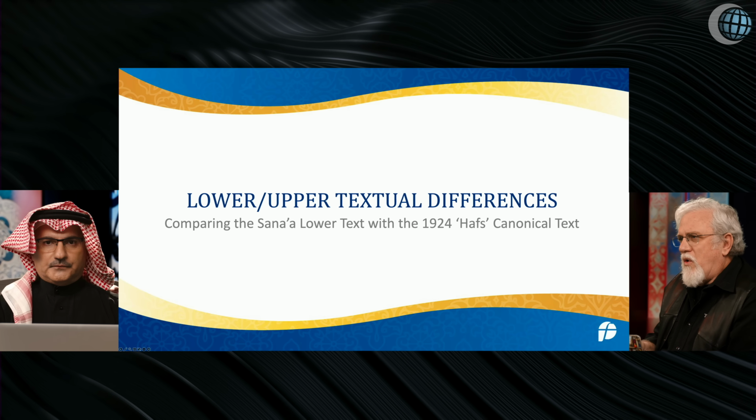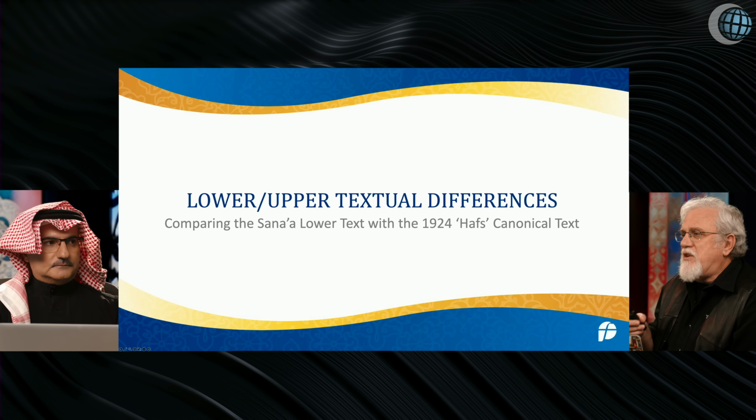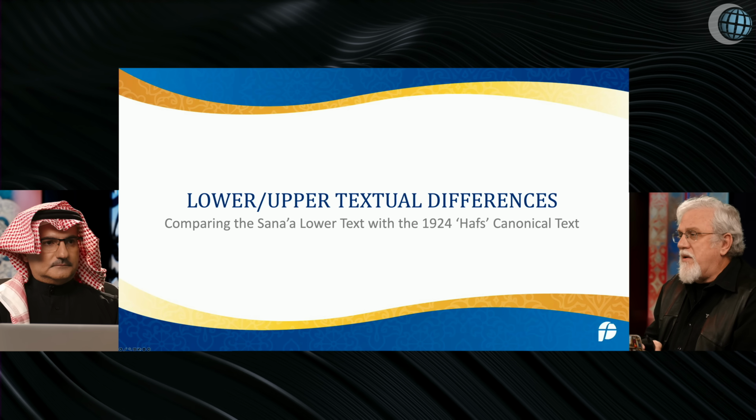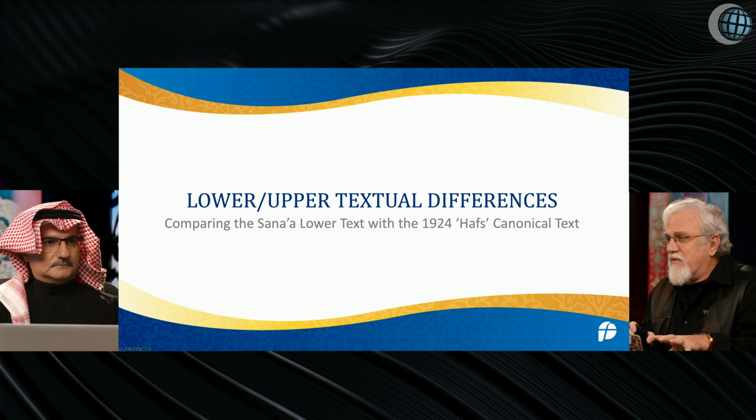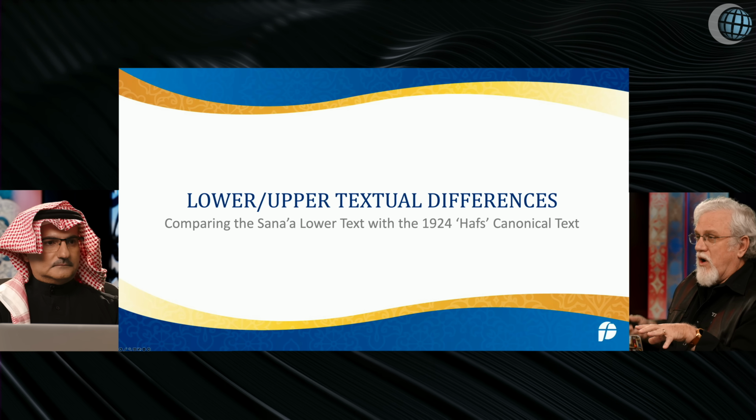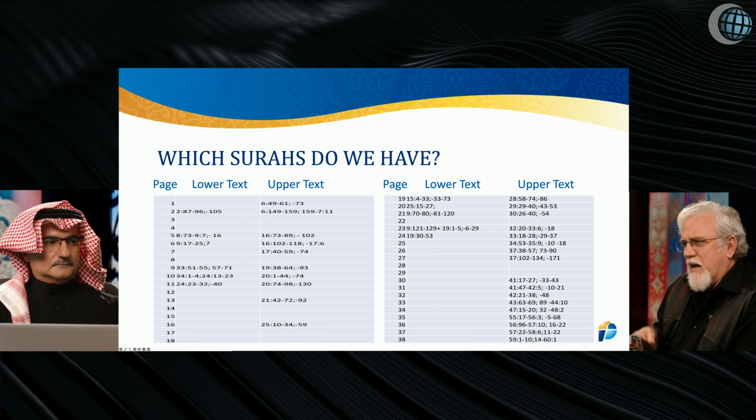So we have the lower and upper textual differences comparing the Sana lower text with the 1924 Hafs text. So we're comparing the lower text, not the upper text now, the lower text, those 63 verses, with what we have in the Quran today. And let's just look at this graph here. Here you can see, this is from Hilali's book.